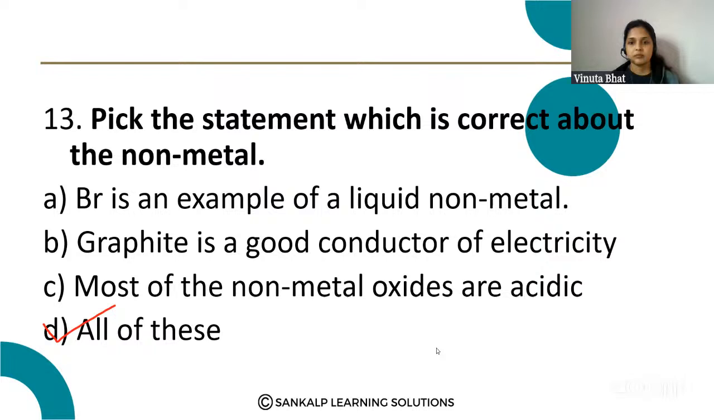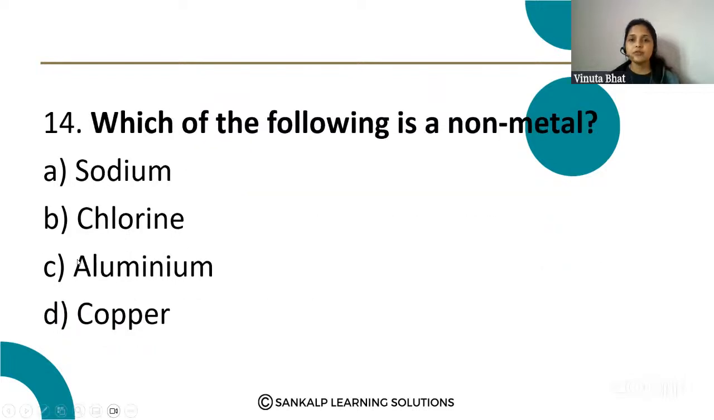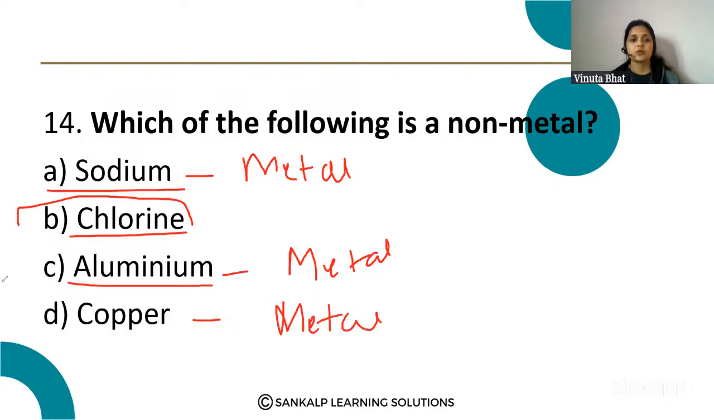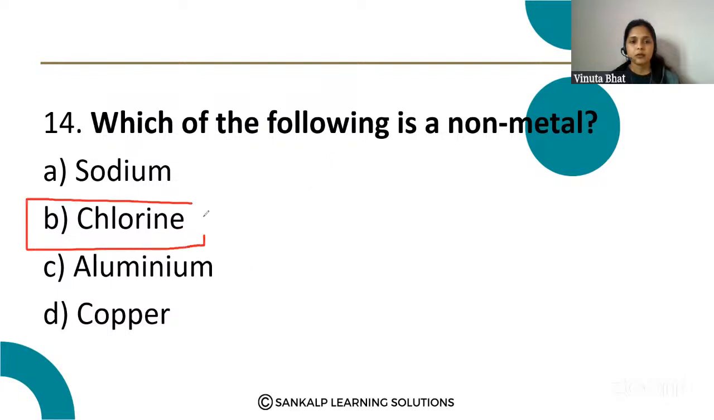Next question. Which of the following is a non-metal? Option A, sodium, is a metal. Chlorine is not a metal. Aluminium is also a metal, and copper is also a metal. So option B, chlorine, is the non-metal.